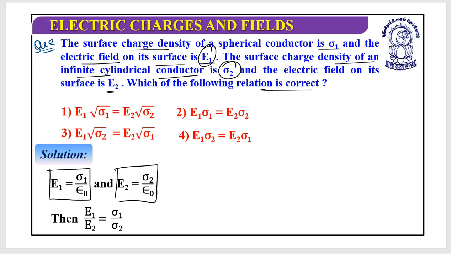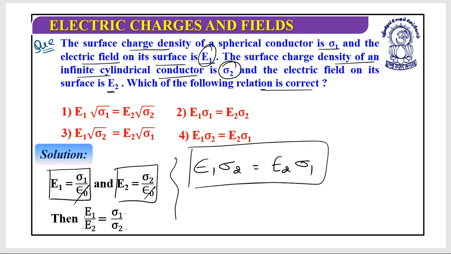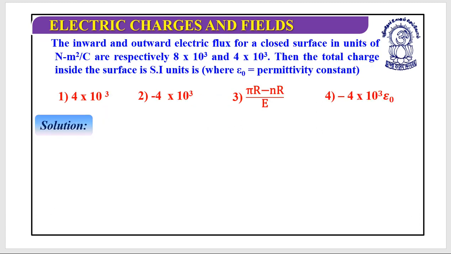So let's take a ratio of this. E1 by E2 is equal to sigma 1 by sigma 2 because epsilon naught has been cancelled. So if I cross multiply, it should look like E1 into sigma 2 is equal to E2 into sigma 1. And this is the relation that I am looking for. So this would be the correct answer. Again, less than 1 minute. Yes, well done. You did a great job. Moving to the next question. What is given? Go through this. This is the same question that we have done previously in this series only.